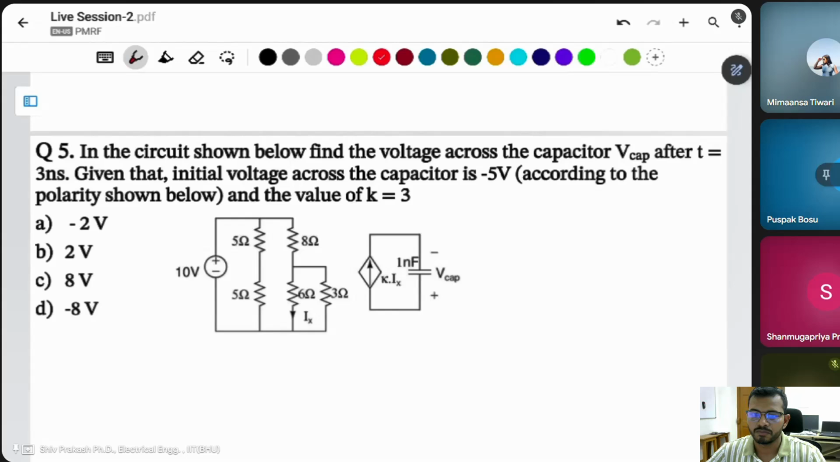Next question is again the second one below. Find the voltage across the capacitor after t equal to 3 nanosecond. Given the initial voltage across the capacitor is minus 5 volt according to the polarity shown below, and the value of k is equal to 3.